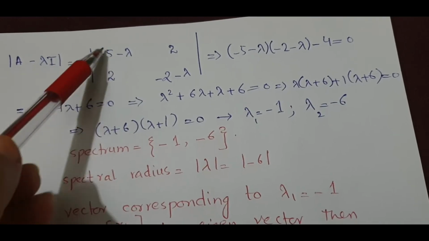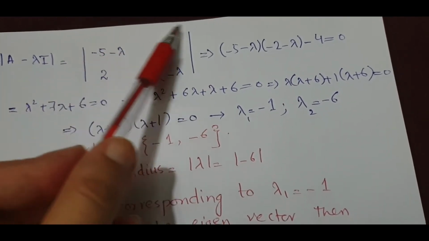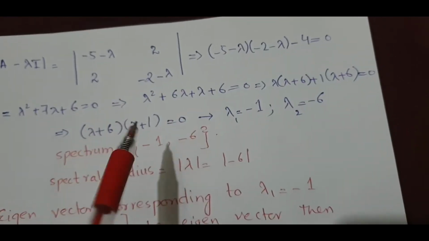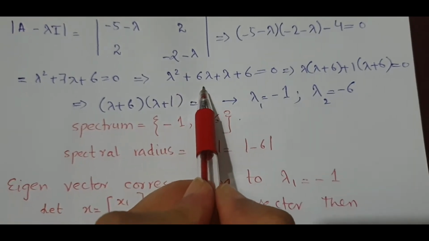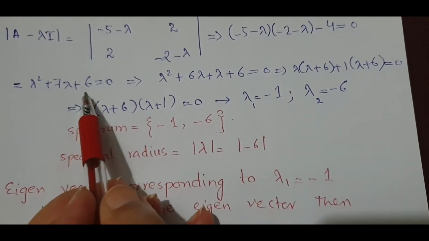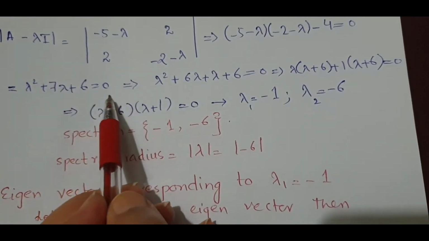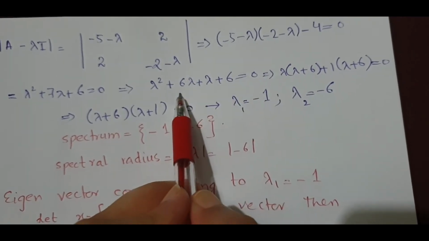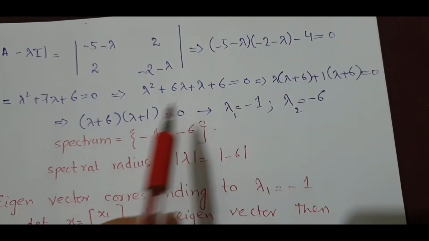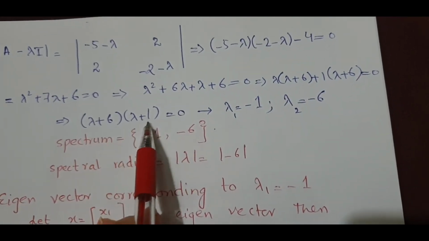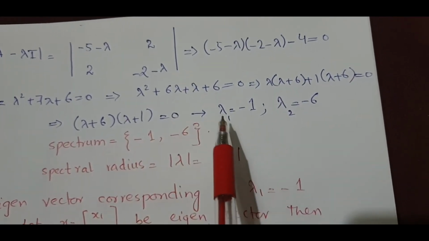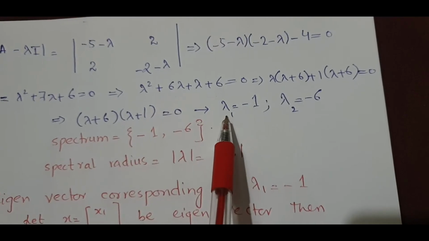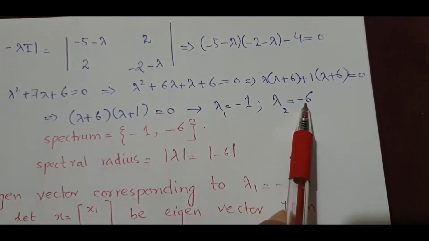After substituting the values, I got this form, and by taking the determinant, I generated the characteristic equation, which is λ² + 7λ + 6 = 0. Then I factorized it and found the two roots of this characteristic polynomial: (λ + 6)(λ + 1) = 0. From here I got two values, λ1 = −1 and λ2 = −6.